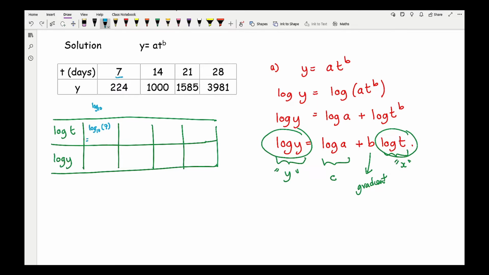So for this, it's going to be 0.85. If I type that into my calculator, the second value is going to be log 10 of 14, which gives me 1.15.